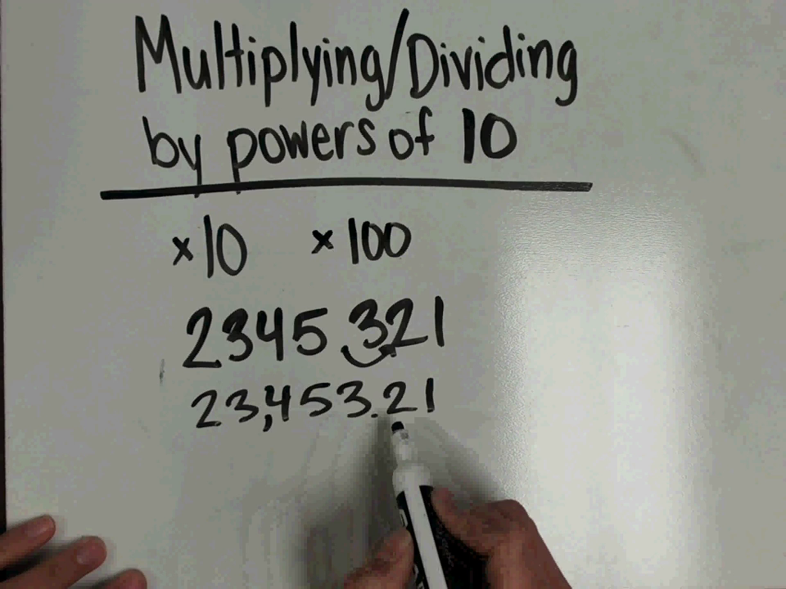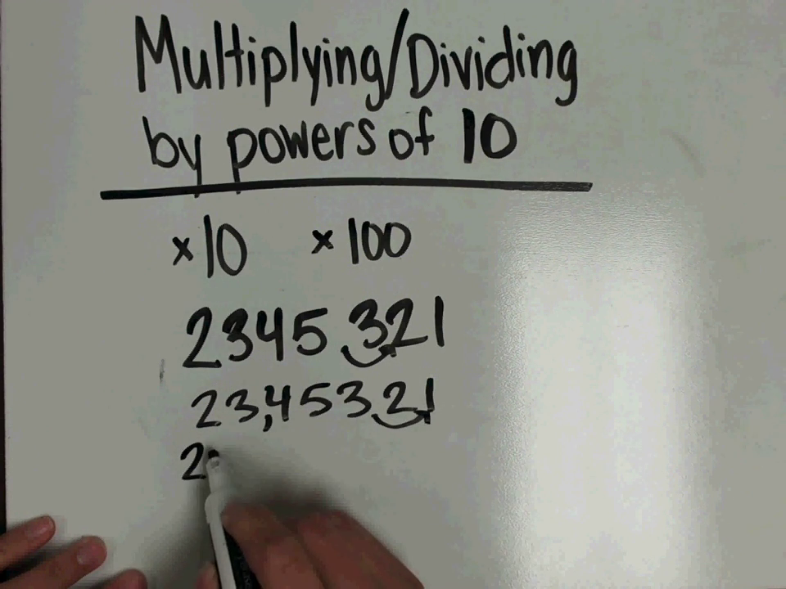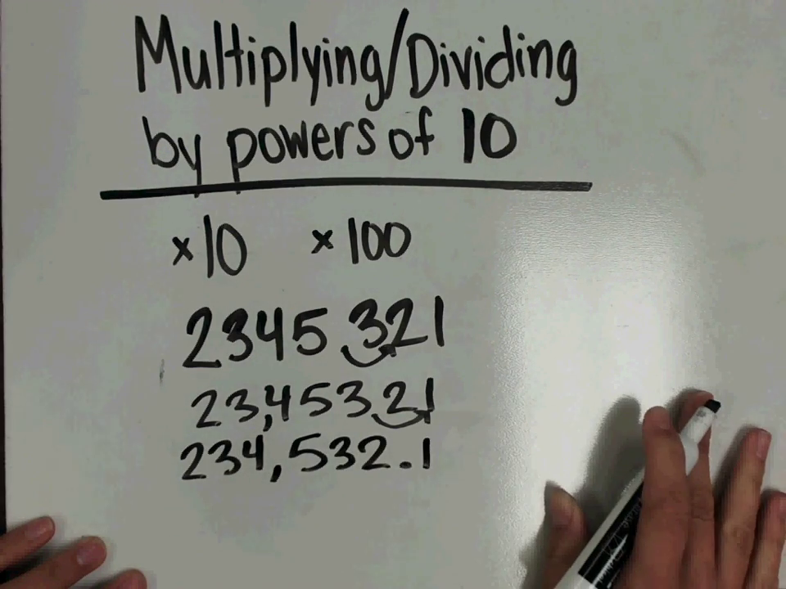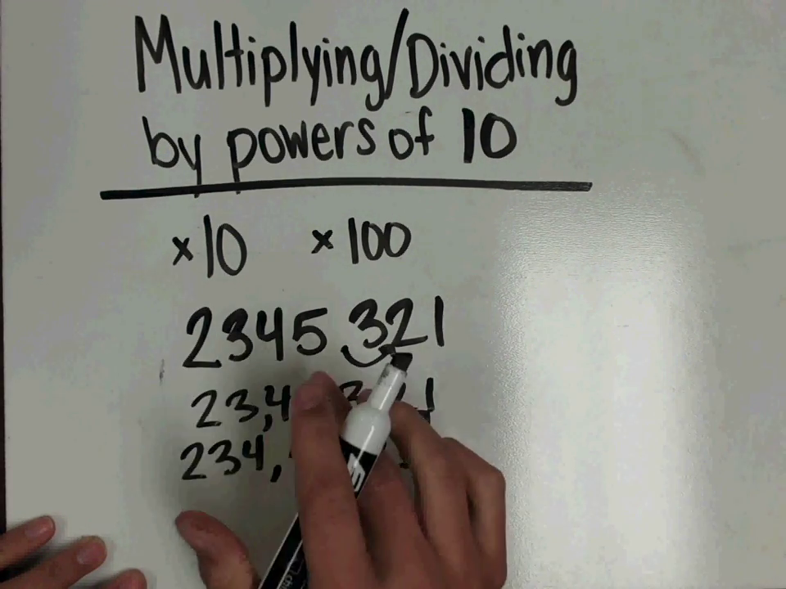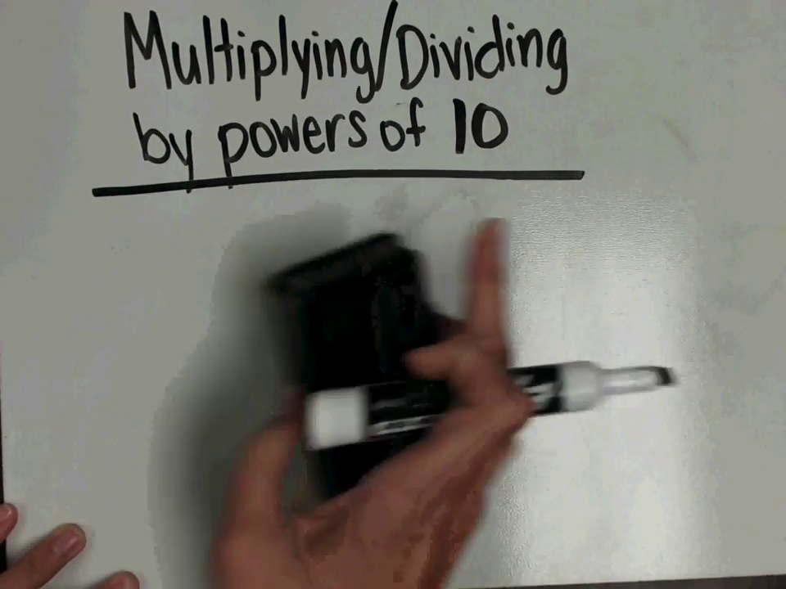Now what if I wanted to multiply it by 100, which is technically multiplying it by 10 and then by 10 again? Well, then all I have to do is move it one more time, so I have 234,532.1. So anytime you multiply by a power of 10, you move the decimal to the right.